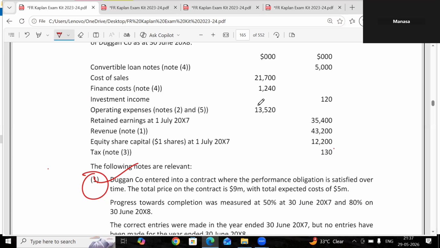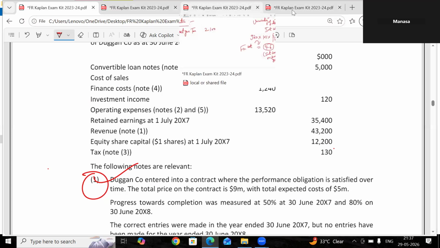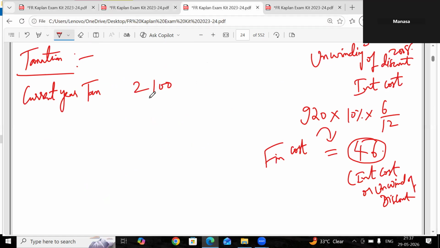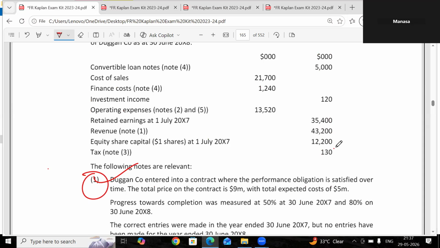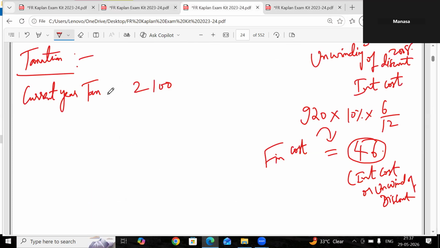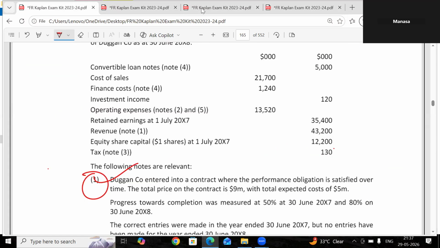If I've already made more, what will I do? I'll make less estimate. Yes or no? See, my estimate is already made. My estimate is how much? 2100. But in the previous year, I made an over provision. So this year, I need to adjust now. That will reduce my current year's estimated tax expense. Less over provision of tax. How much is that? 130.